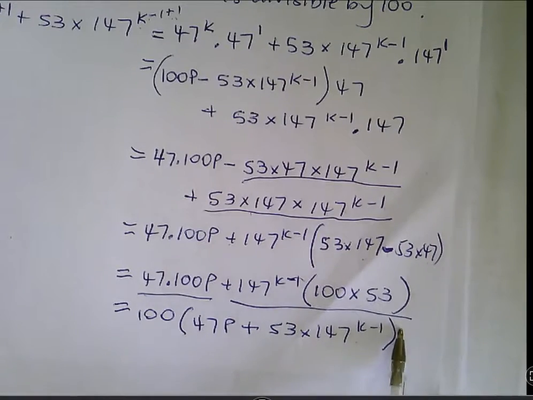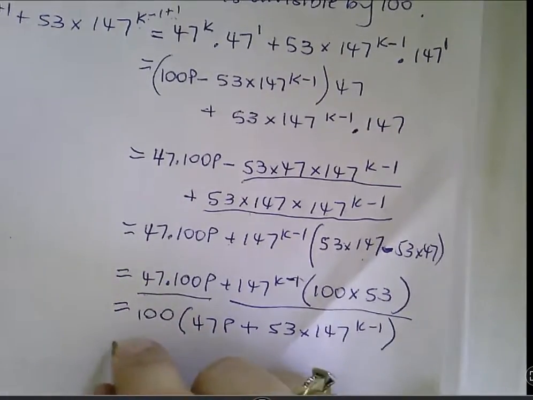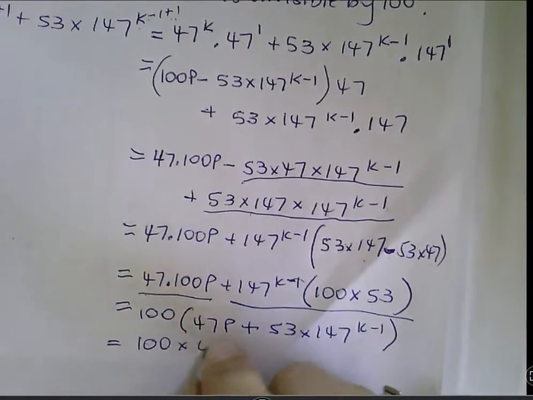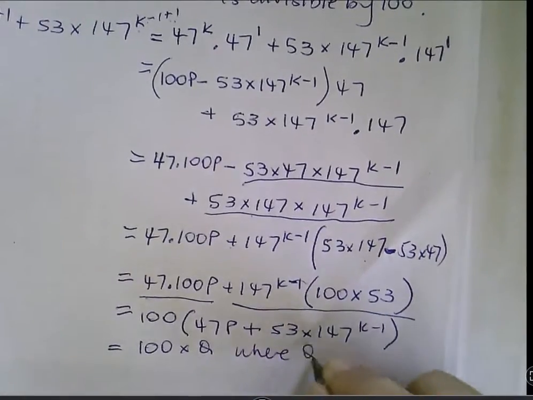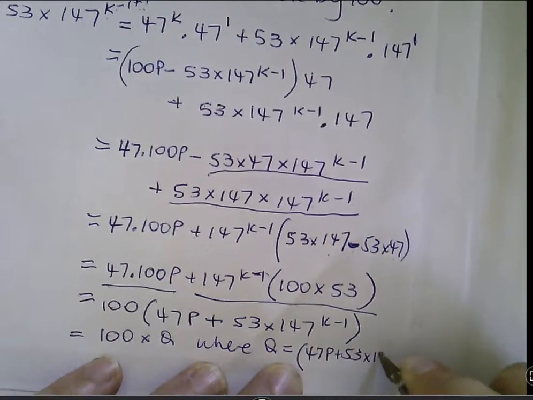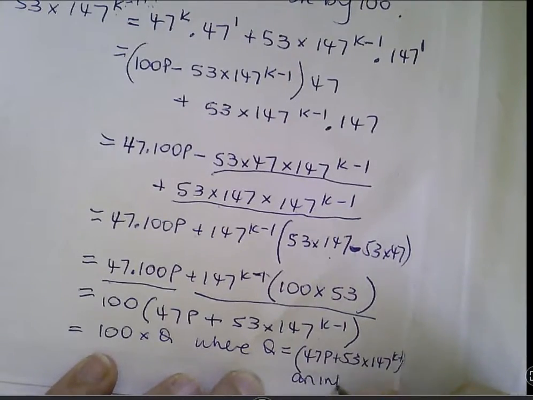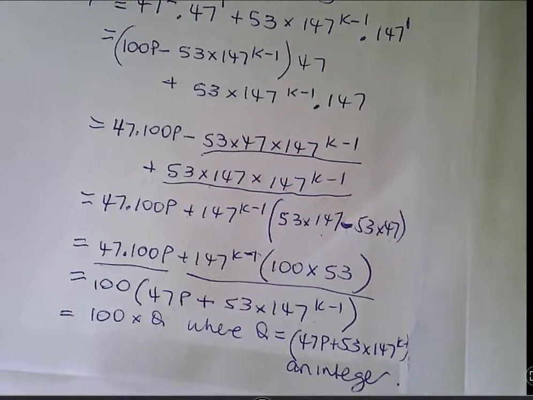Then I'd get 147 squared for the next value of k. So this is a whole number. This is going to be an integer, which equals 100 times q, where q equals all of that, which is an integer. Okay? And then you can do your conclusion.